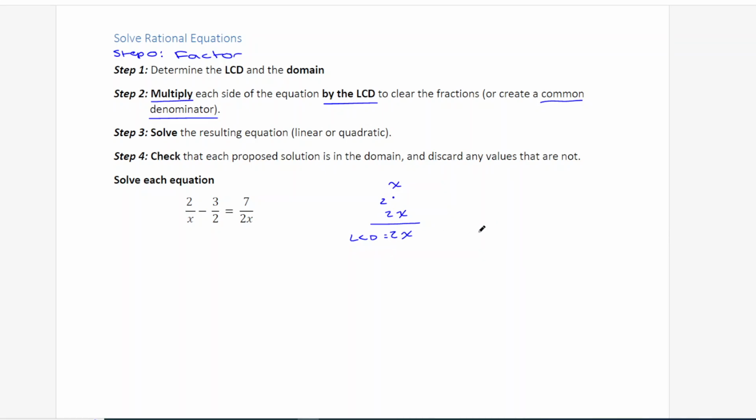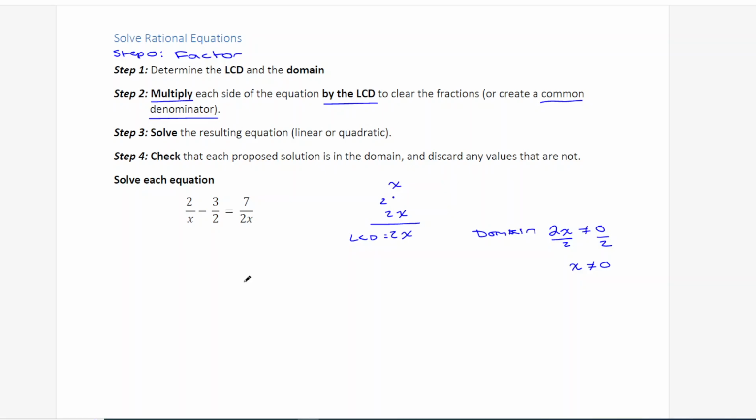Right away, I like to determine my domain. So once you have your lowest common denominator, just find the domain of it. So 2x cannot equal 0. Divide both sides by 2, and my domain restriction will be that x cannot equal 0. So when I solve, if I get a solution of 0, I will reject it.